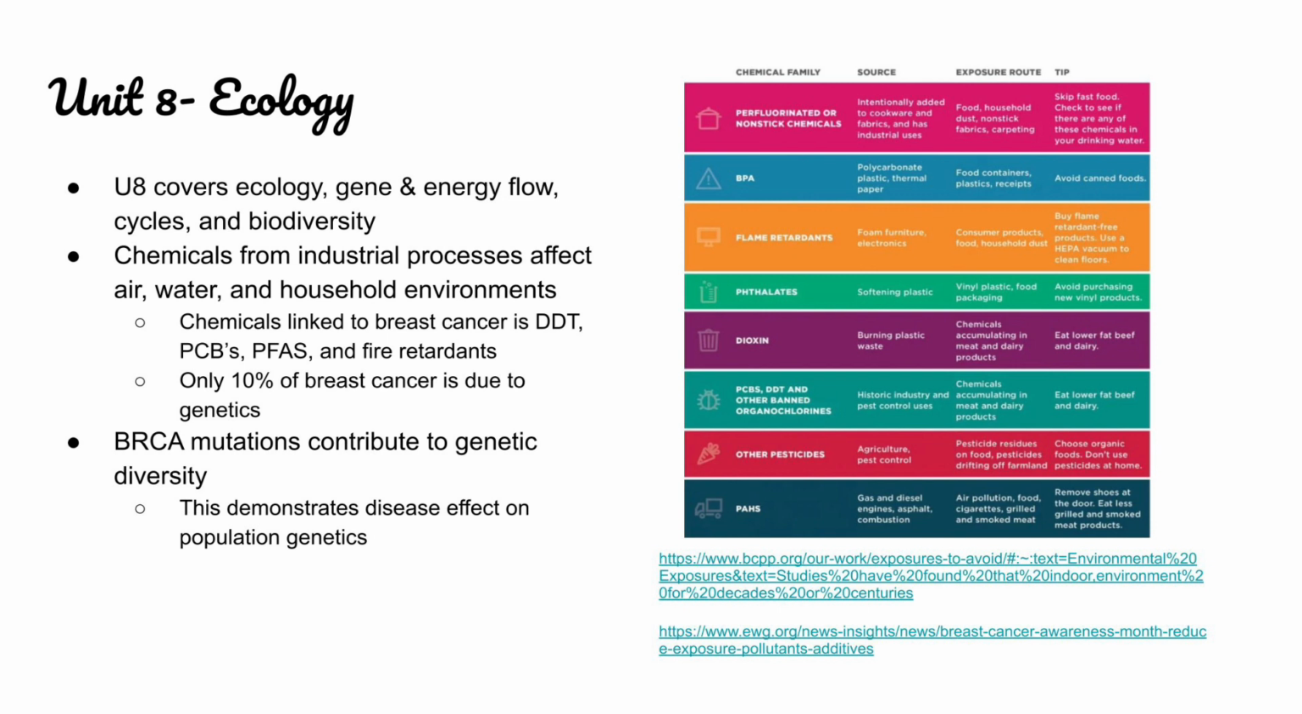Unit 8 covers ecology, which focuses on gene flow, energy flow, cycles, and biodiversity. Chemicals from industrial processes affect air, water, and household environments. Some of these chemicals, like DDT, PCBs, PFAs, and fire retardants, are linked to an increased risk of breast cancer. While only 10% of breast cancer cases are due to genetic factors, BRCA mutations play a significant role in these situations, contributing to genetic diversity within populations.